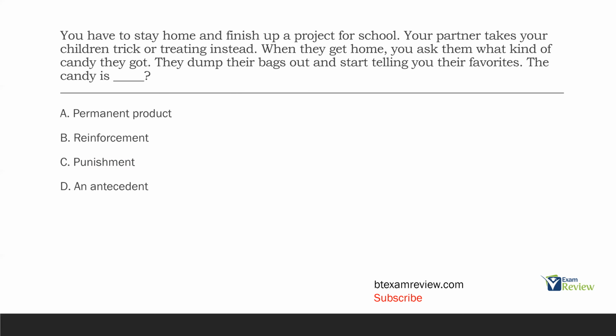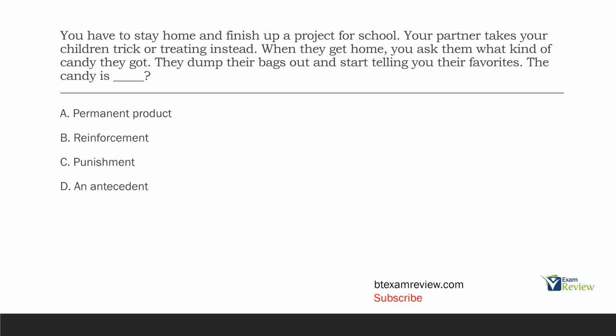Well, they can show you. They dump their bags out and start saying, hey, here's all the candy I got. I got Twix, I got Hershey's, and so on, right? Now, when we can measure something without actually seeing the behavior take place, what do we call that? We call it permanent product, okay? The candy is the permanent product of trick-or-treating.